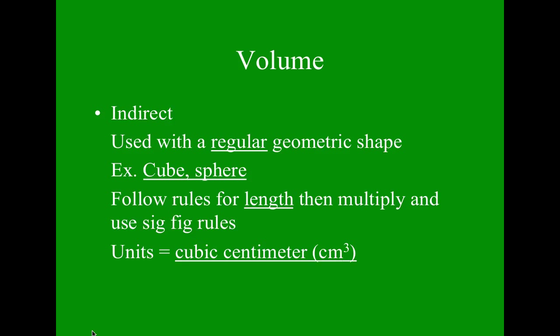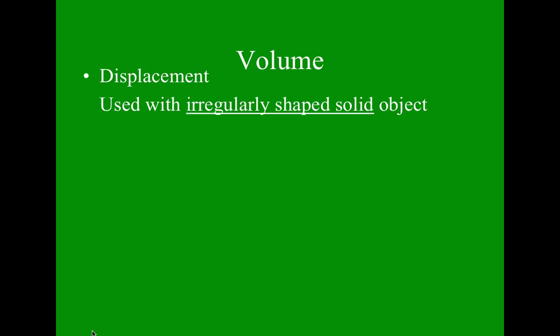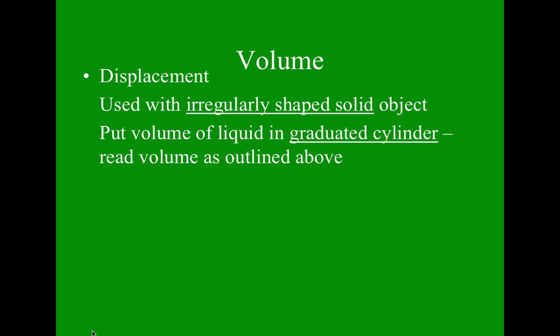Now, not everything we have has a regular shape, and so what we can also use is something called displacement. Displacement we use with an irregularly shaped solid object. What we do is we put a volume of liquid, usually water, in a graduated cylinder. You have to put enough liquid in that it would completely cover whatever object you're going to put in there. But before you put it in, when you just have the water in there, you need to read the volume for that water as we just described.